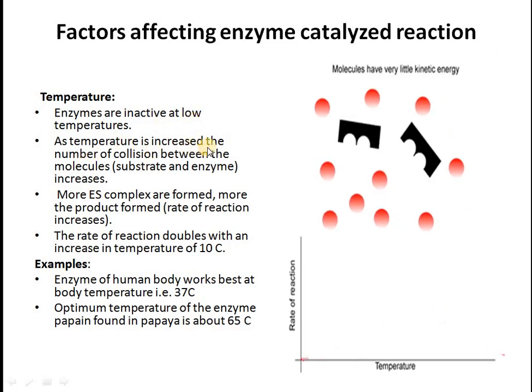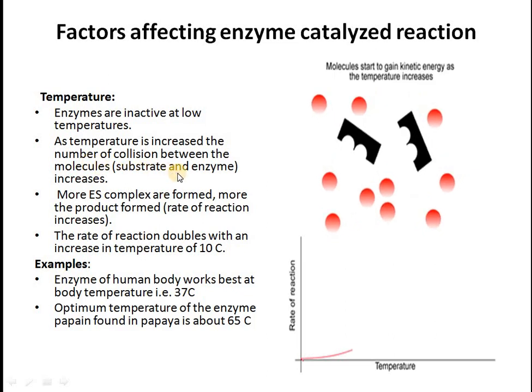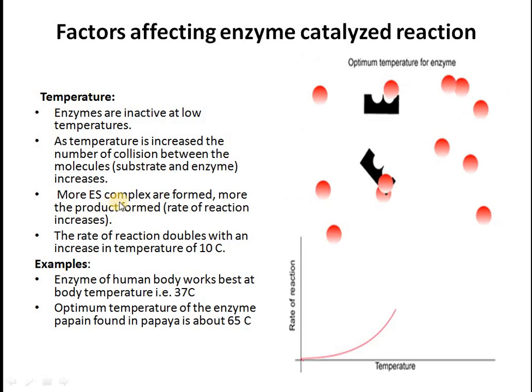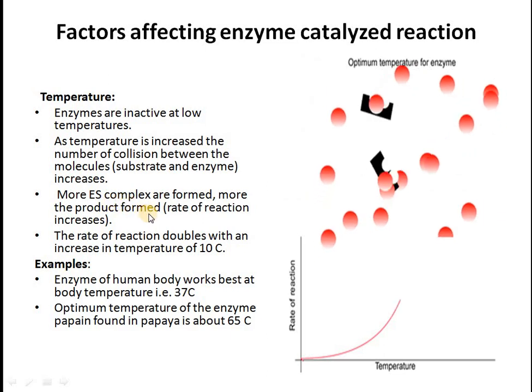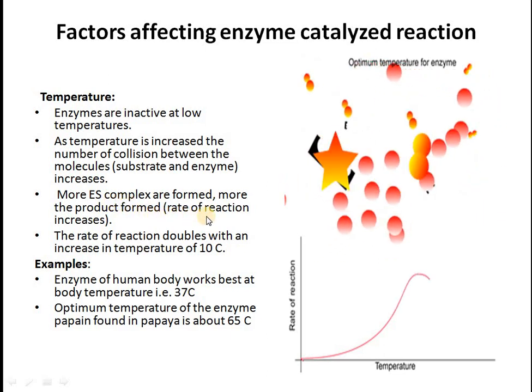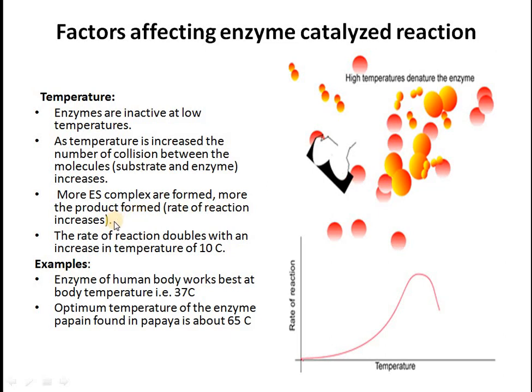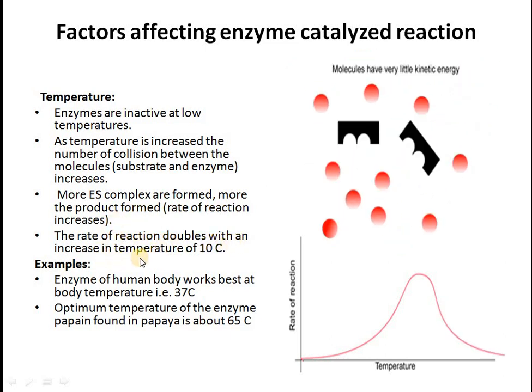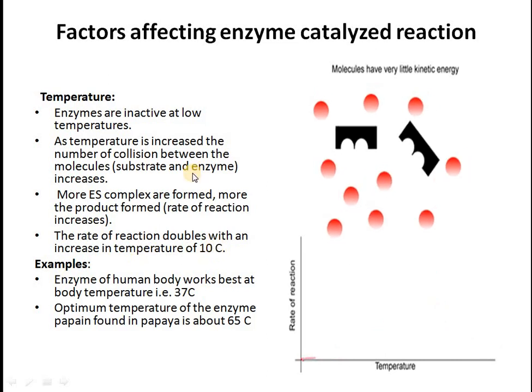As temperature is increased, the number of collisions between the molecules, that is of substrate and enzyme, increases. More ES complex are formed and more product is formed. Hence, we say that the rate of reaction increases. The rate of reaction doubles with an increase in temperature of 10 Celsius. Understand these points by this graph.